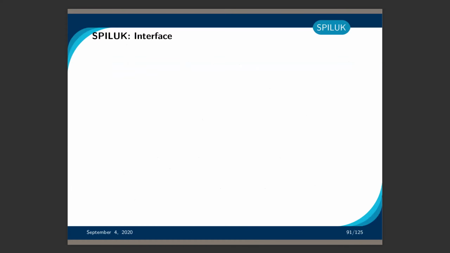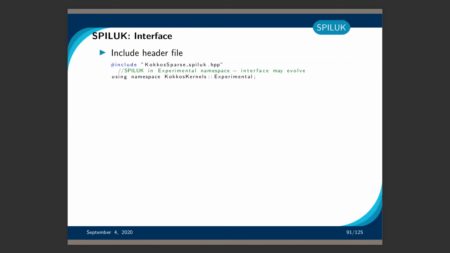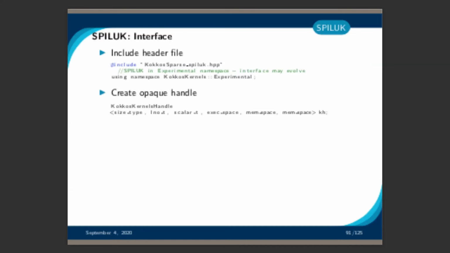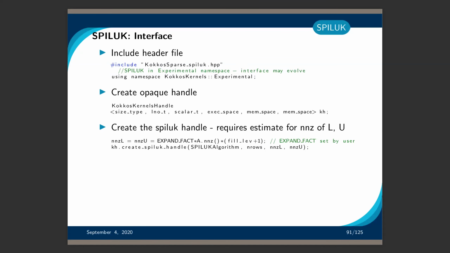So now we'll go over some code snips to demonstrate the actual usage. So include the header file. This is a relatively new routine. It exists in the experimental namespace, meaning that the public interface may undergo further changes. For convenience, we add this using statement just to turn down verbosity in the remaining lines. So next, create the opaque handle, and then initialize the handle for sparse ILUK.